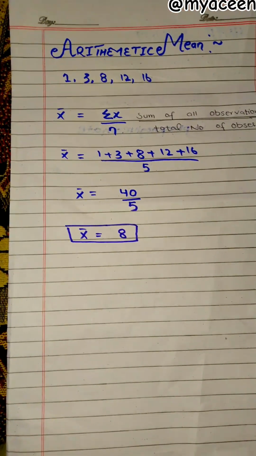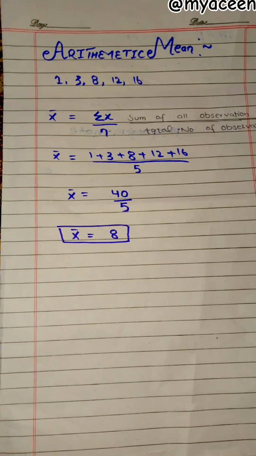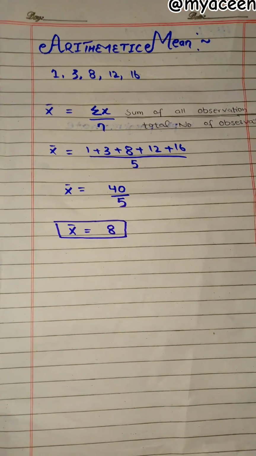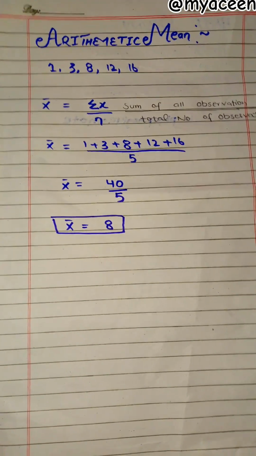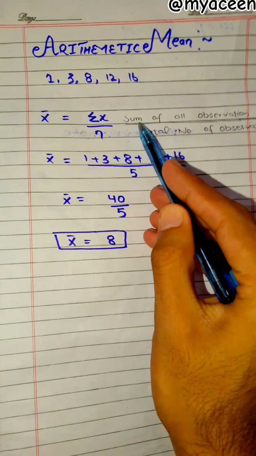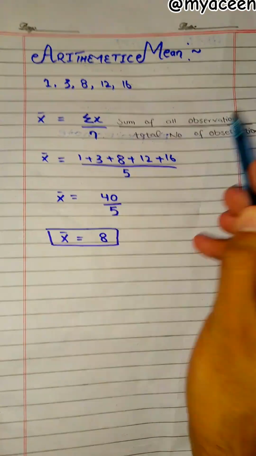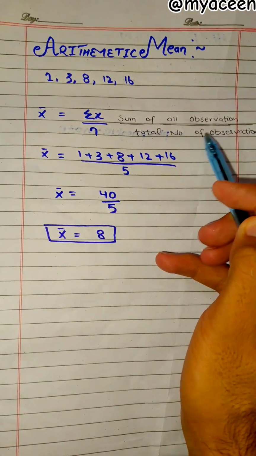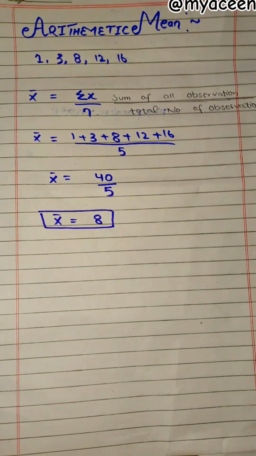Hi, in this video we are going to talk about a very simple topic, that is arithmetic mean. So first of all we have a formula. Arithmetic mean, which is denoted by x bar, is equal to the sum of all the observations divided by the total number of observations. It's very simple.